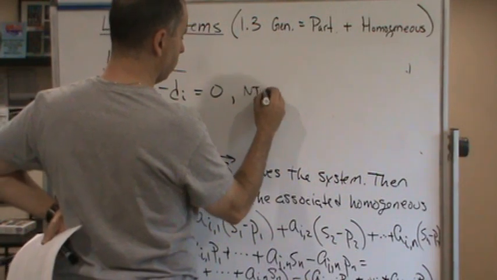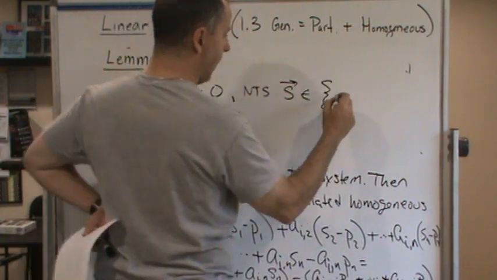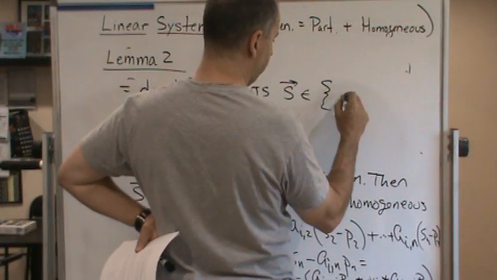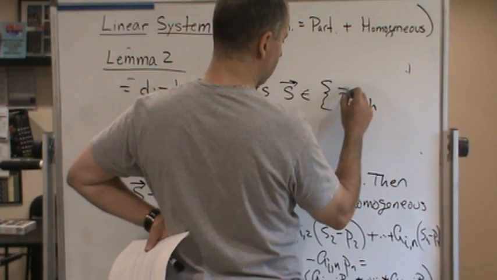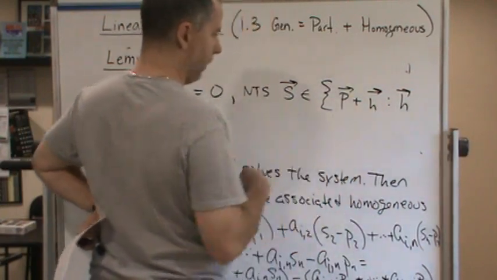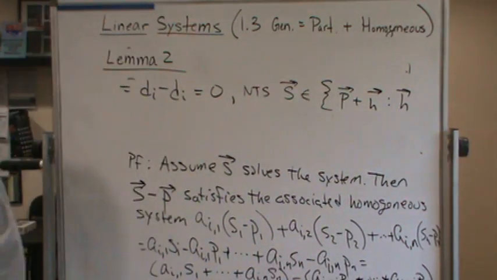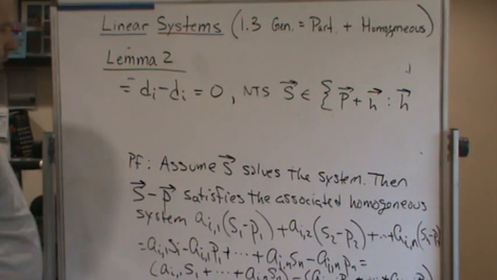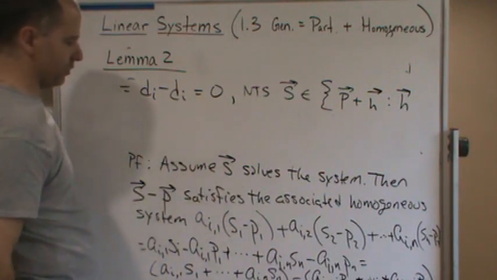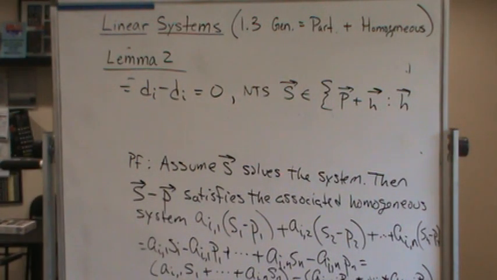So we still need to show that S is an element of the set of P plus H such that H is a solution of the associated homogeneous system, okay? I'm not going to write it all out. So we assume that S is a particular solution of the system. We just showed that S minus P satisfies the associated homogeneous system.